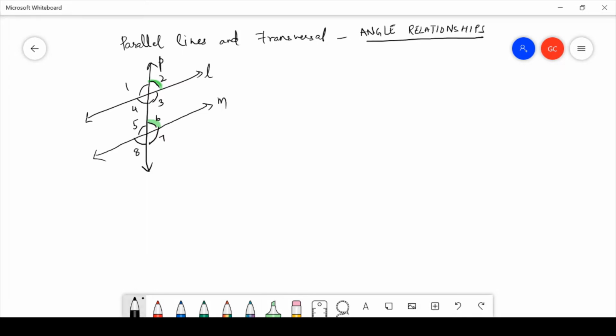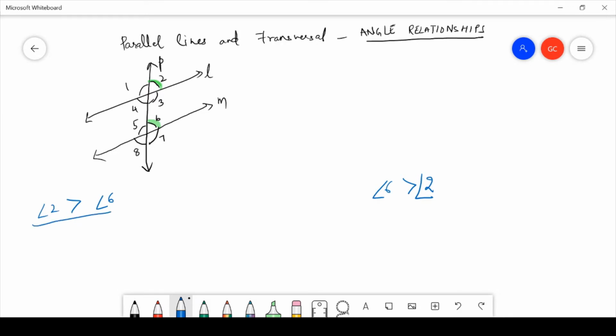Now intuitively, I can feel that if angle 2 and angle 6 were not equal, maybe these two lines would not have been parallel. So I'm going to explore what happens if corresponding angles are not equal. Let's say 2 and 6 are not equal. This leads to two cases: angle 2 can be greater than angle 6, or angle 6 can be greater than angle 2. Either of these two can happen. Let's go into angle 2 being greater than angle 6.